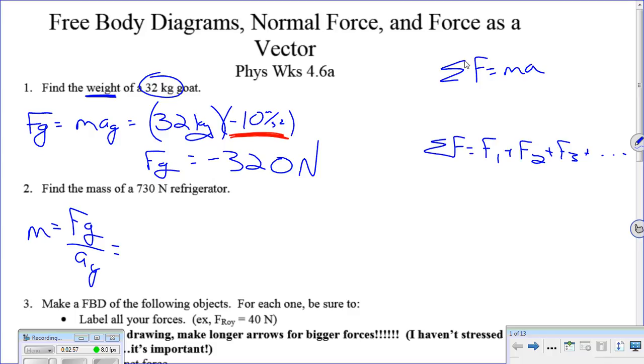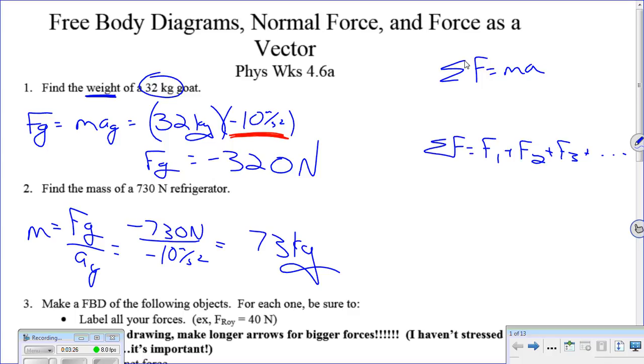So my force of gravity is 730 newtons. I'm going to divide that by negative 10 meters a second squared. It gives me negative 73 kilograms, but you can't have a negative mass. So how did we resolve that the other day? What do you got, Stephen? Either make the 10 positive or make the counterpart. Good. Why would the force of gravity be negative? Because gravity pulls stuff down.